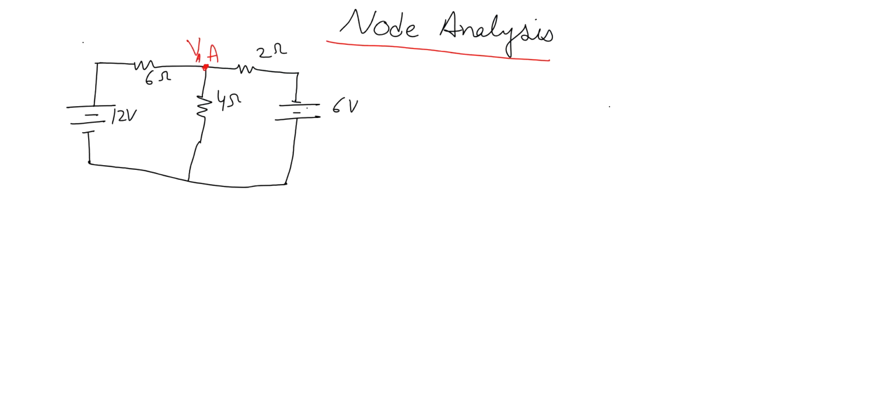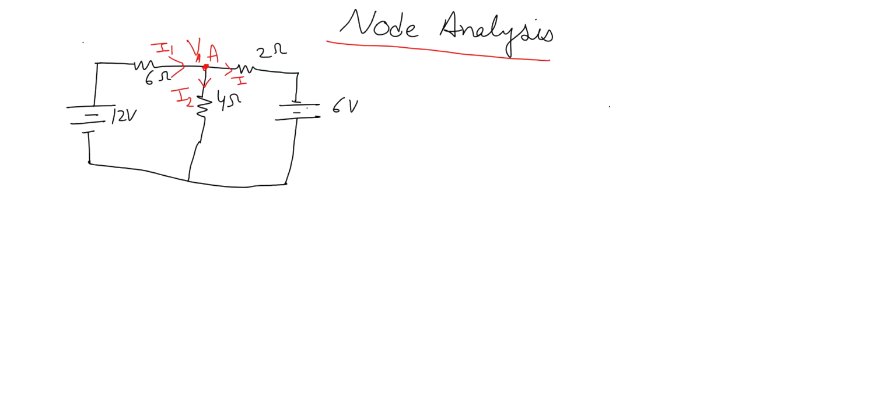So first, you need to label the currents. So let's suppose the current in the branch for the 6 ohm resistor, I am labeling it as I1. Current in the second branch, that is the 4 ohm resistor, I am labeling it as I2. And current that flows in the 2 ohm resistor, I am labeling it as I3.